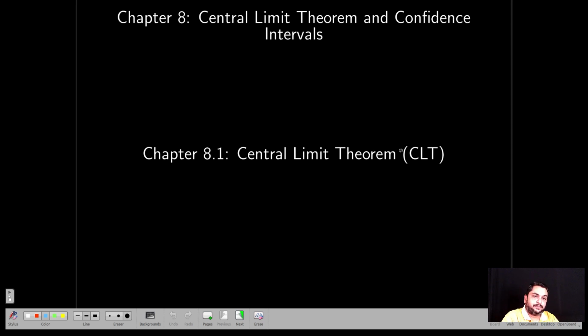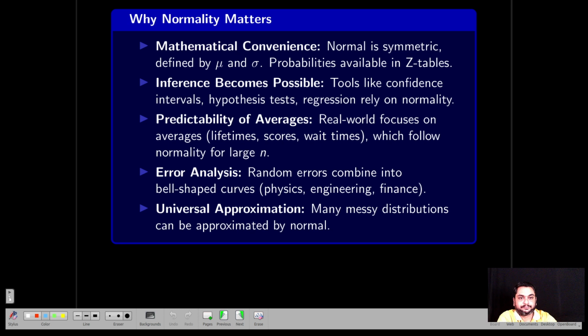So today we'll understand the concept of central limit theorem. Central limit theorem is actually the heart of your statistical analysis. So let's begin and try to understand what exactly it means and why we are learning this.